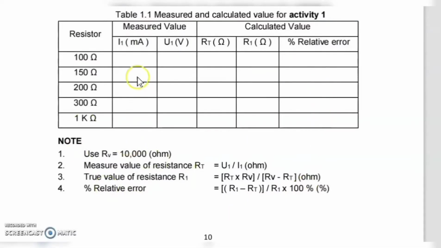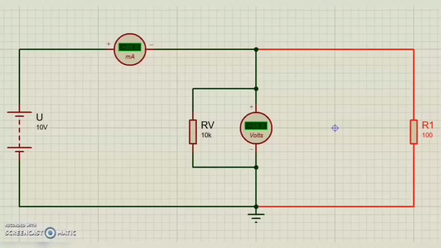We need to find I1 and U1. Firstly, we need to connect all components based on the circuit diagram. We have a resistor, an ammeter, a voltmeter with internal resistance 10,000 ohm, and a DC supply with voltage 10 volt.